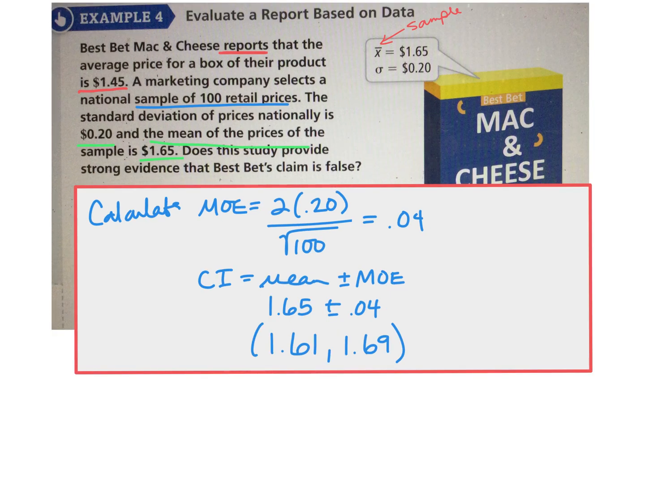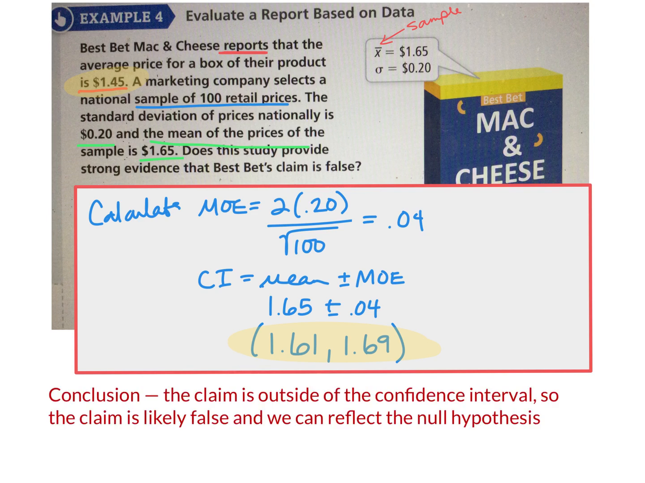And so using this, based on the claim, we should be able to say, well, if my confidence interval is somewhere in the $1.60 range, and they're claiming that their average is 1.45, I think the conclusion is that the claim would be inaccurate. So what you could write down here at the bottom is that your conclusion is that the claim is outside of the confidence interval, so the claim is likely false. And this last part is just some wording that we tend to see in the statistics world.